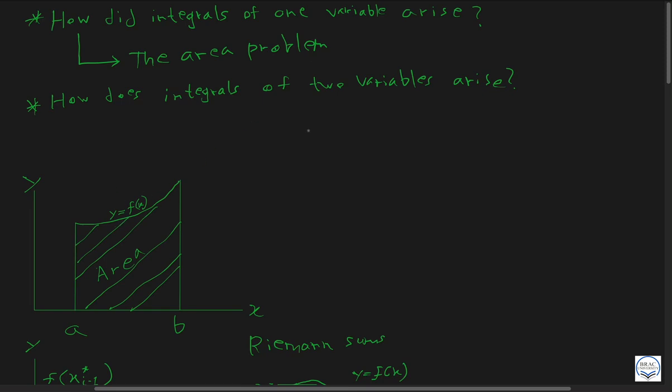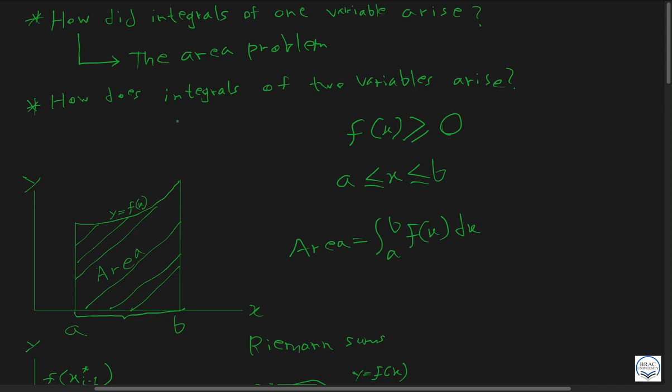The area problem is as follows. You have been given a function f of x, which is above the x-axis, and in terms of inequalities, this means that f of x is greater than or equal to 0. We want to find the area under f of x and above the x-axis in the interval x equals a to x equals b. In terms of inequalities, this is a less than or equal to x less than or equal to b. And you know that the area is simply the definite integral from a to b of f of x dx.